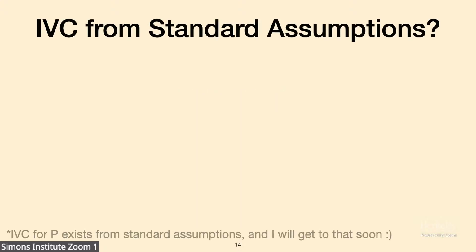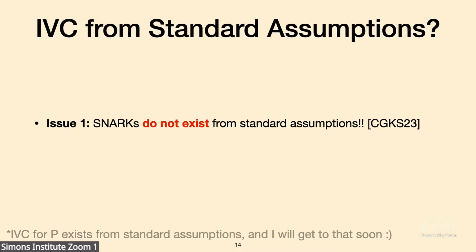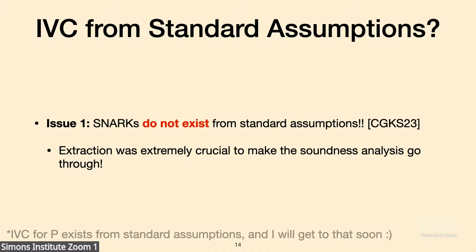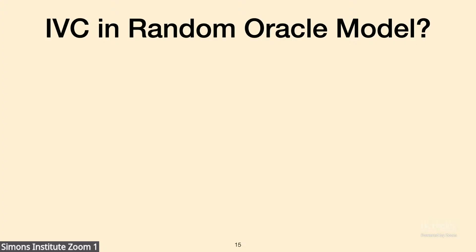And I want to say here again, I'll get to this soon, IVC for P from standard assumptions exists, and we really piggyback off of this result. But the first problem is SNARKs do not exist from standard assumptions. And I don't quite know how to do this proof without going through extraction. So it seems like some kind of knowledge soundness is really important. And again, we saw yesterday that BARGs tend to replace SNARKs in this, and this is exactly what we're going to do. But before that, I want to ask, what about the random oracle model?